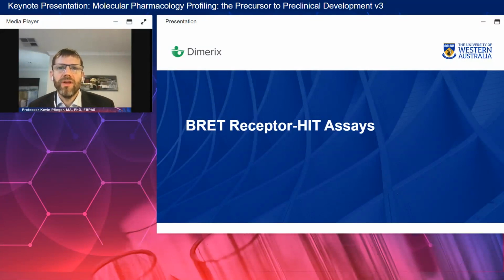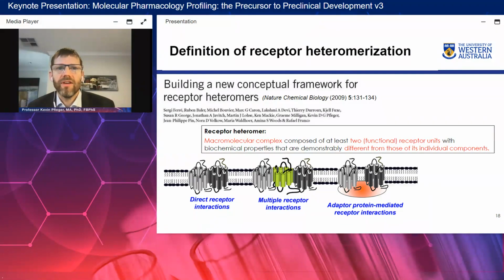Moving now to the BRET Receptor-HIT assay, so the Receptor-Heteromer Investigation Technology. And just a little bit of background, a group came together at Bethesda at NIH at the end of 2008 to discuss and establish the nomenclature for the field of receptor heteromers. And that group came up with this definition that a receptor heteromer is a macromolecular complex composed of at least two functional receptor units with biochemical properties that are demonstrably different from those of its individual components.